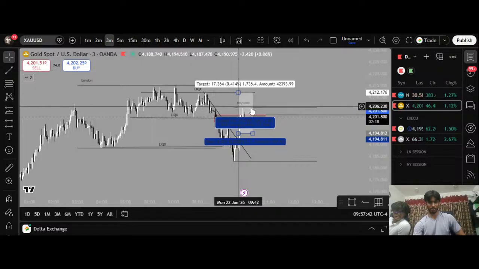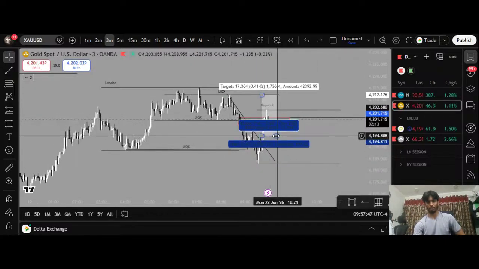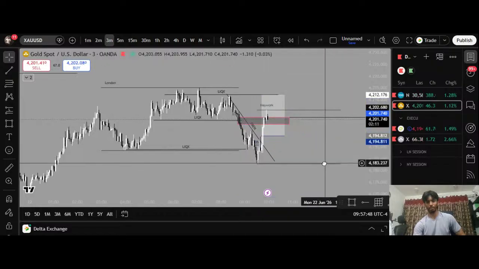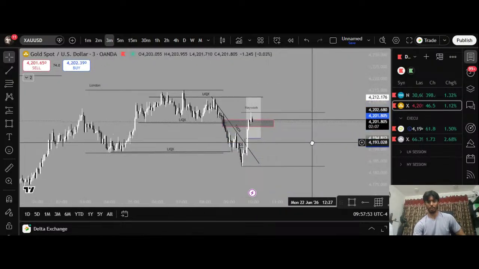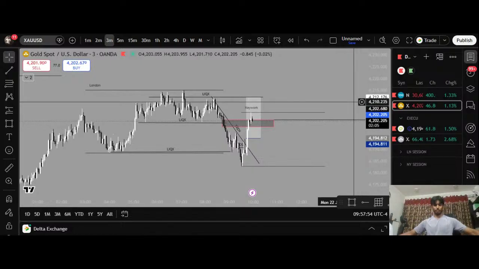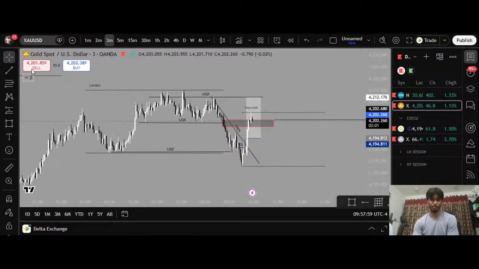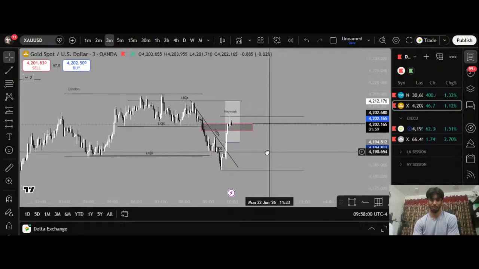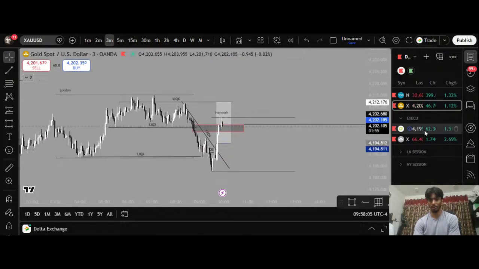I would have booked some partials here, or if you're not a fan of booking partials, just trail your stop loss and probably wait for the 1 to 1.5. That's it for today's trades. No more trades for today. See you on the next New York session. This trade I personally didn't take on my funded accounts either.